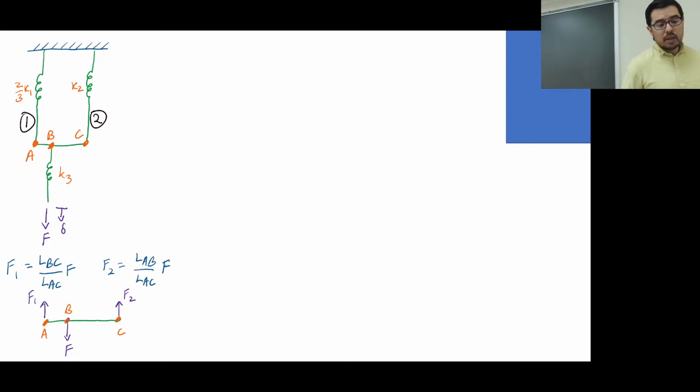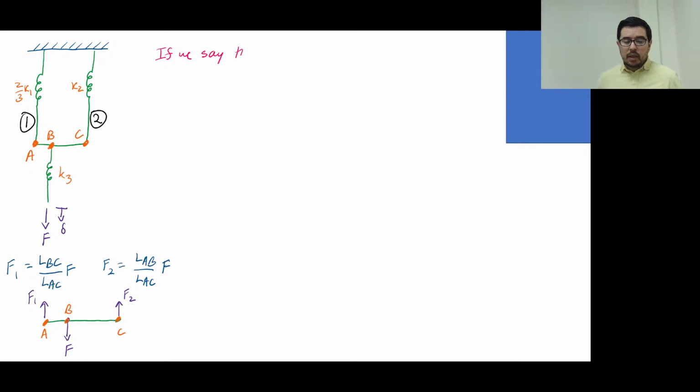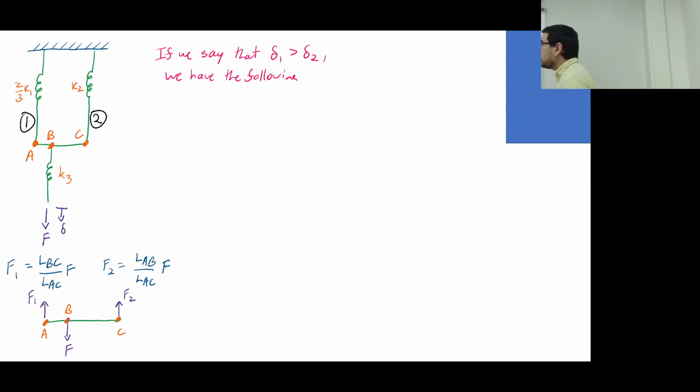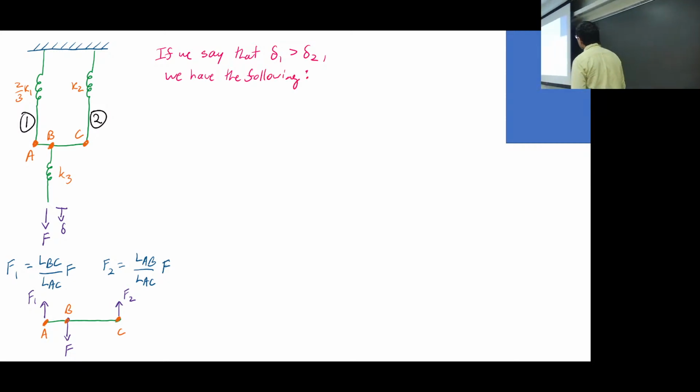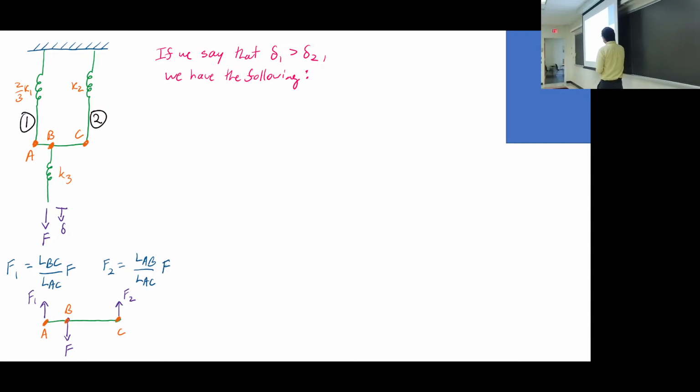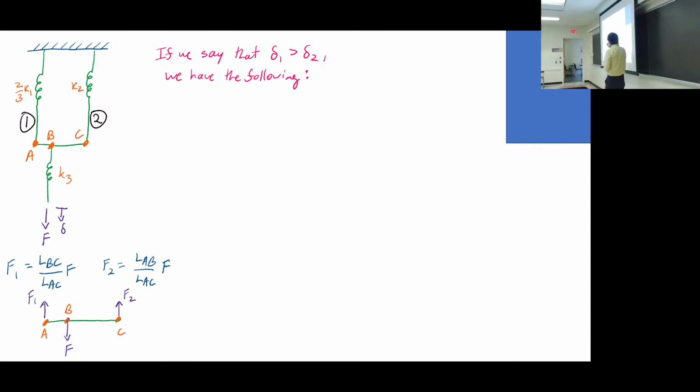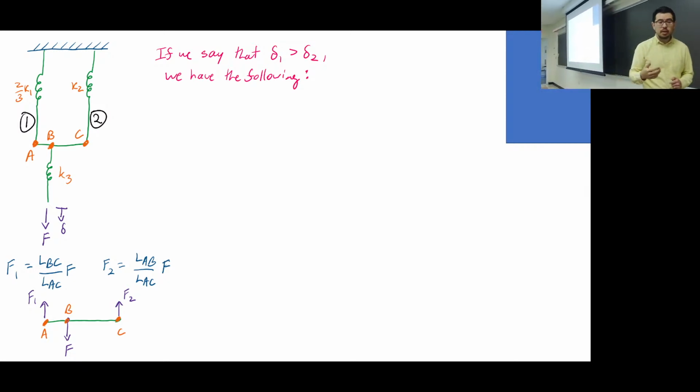Now, this is where things start to get a little bit interesting. Delta 1, we're going to say, is the displacement essentially of A. It's the displacement in the first leg on the left, which we'll call leg 1. Delta 2 is the displacement in leg 2. And like we said at the beginning, we're going to have the left side being springier than the right side.